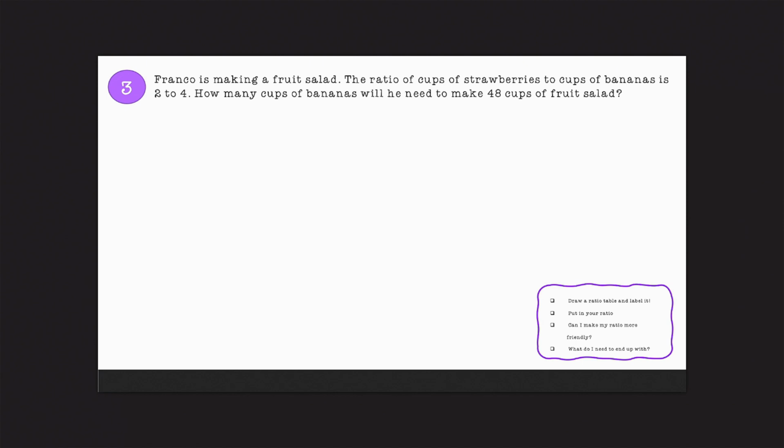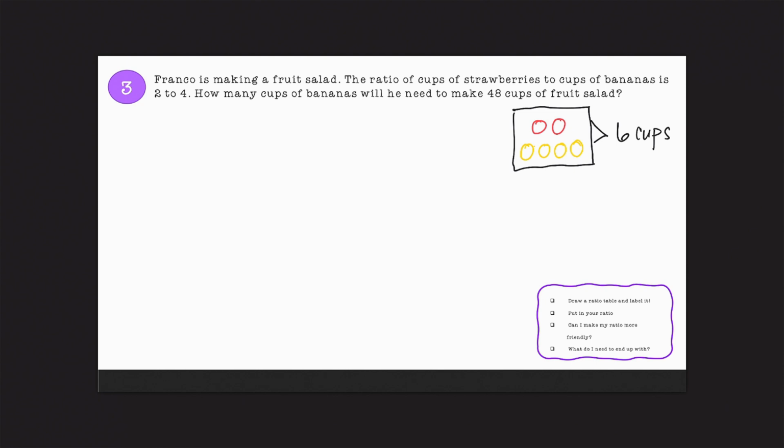So it says Franco is making a fruit salad. The ratio of cups of strawberries to cups of bananas is 2 to 4. So I have 2 strawberries for every 4 bananas, right? So this is my recipe here, 2 to 4. Now I'm looking at it, how many cups of fruit is there all together? There's 6 cups, right? So if I were to make a ratio of strawberries to the whole recipe, it would be 2 to 6. If I wanted to find out how many bananas, it would be 4 to 6 because I'm doing a part to whole, okay?